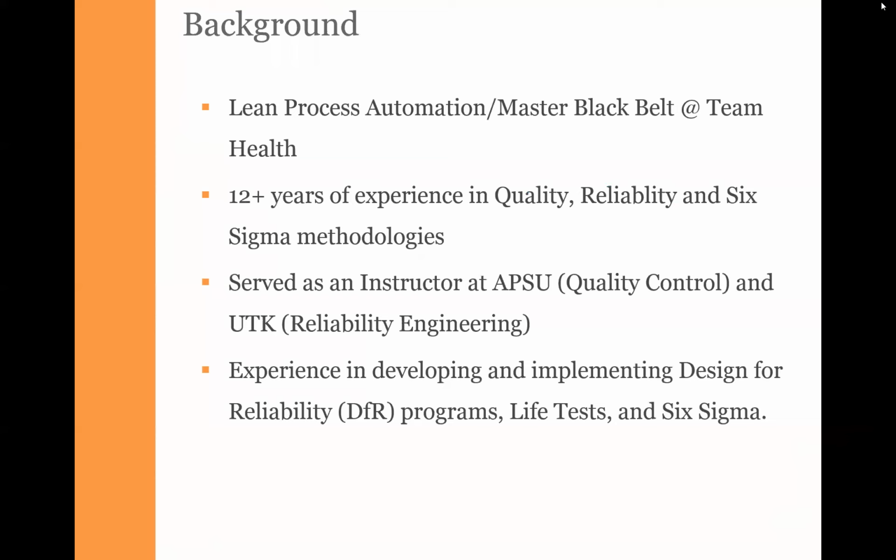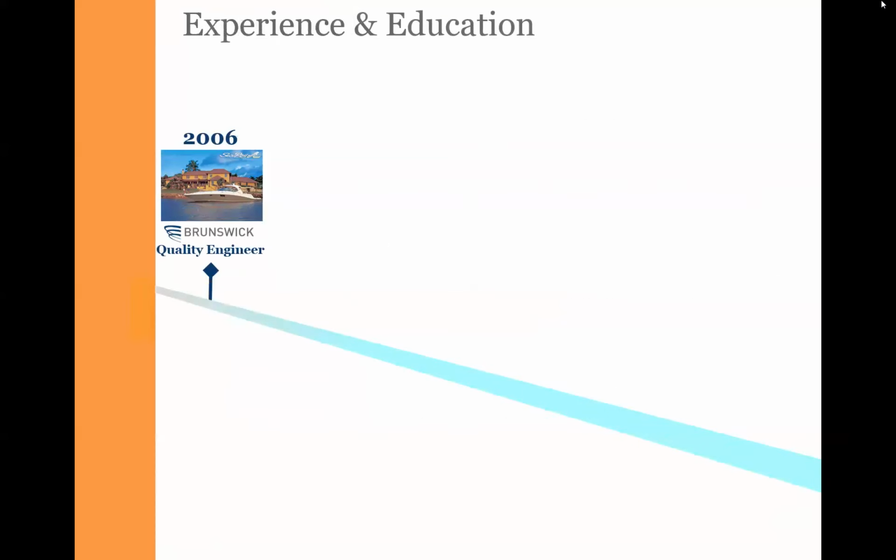I do have a lot of experience in implementing design for reliability, DfR, which we'll talk about a little bit later. Accelerated life testing, I've done quite a few of those as well as Six Sigma program. Anyone familiar with Six Sigma? Okay, cool. So I was asked to put just a little bit of background. So I started as quality engineer with Brunswick, basically working on manufacturing, working with suppliers on quality issues, field returns, and so on.